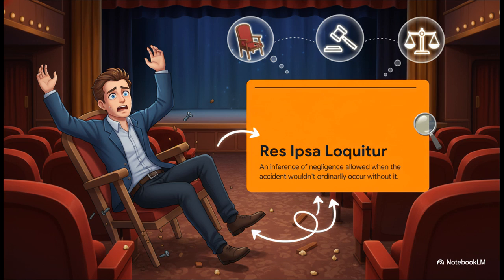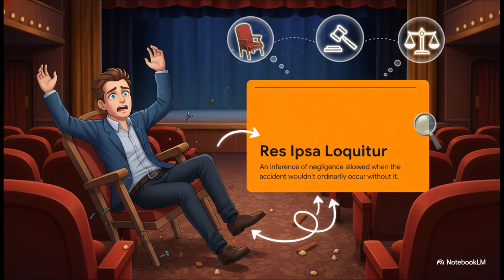Think of a really desperate plaintiff. Say a guy sits down in a movie theater and his seat immediately collapses. He obviously doesn't have a video of the maintenance staff poorly assembling that specific chair, but under Res Ipsa Loquitur, he doesn't actually need it. The mere fact that the seat collapsed raises a super strong inference that it was improperly installed or maintained.